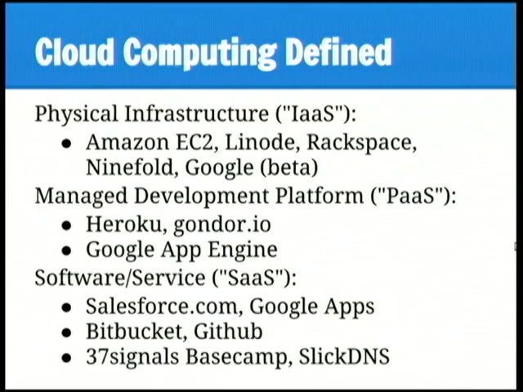Then you have hosting providers like Bitbucket, which I personally use and like, and GitHub too. 37signals' Basecamp is a project management web service that you can use to coordinate work. I used it quite extensively, for example, with my graphic designer for Slick DNS. He would upload screenshots and I'd say, I like this or that, and can you please change this? So it worked very well. And then of course, Slick DNS itself is providing DNS as a service, so you do not have to worry about installing DNS servers and maintaining them and so on. It's a quick and dirty definition.